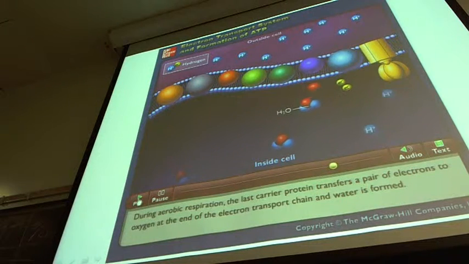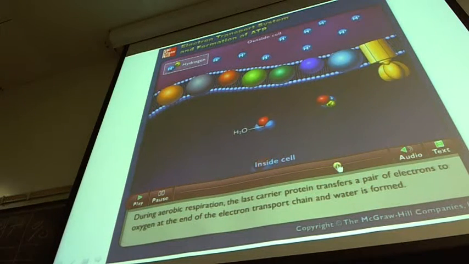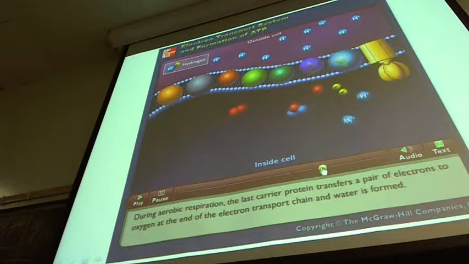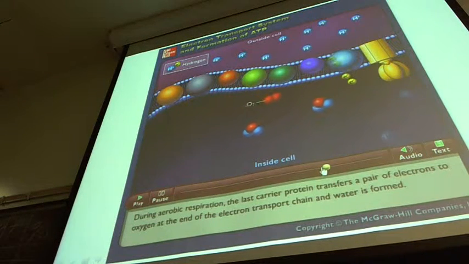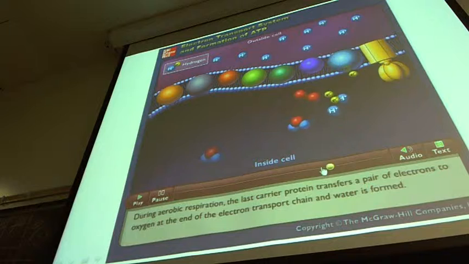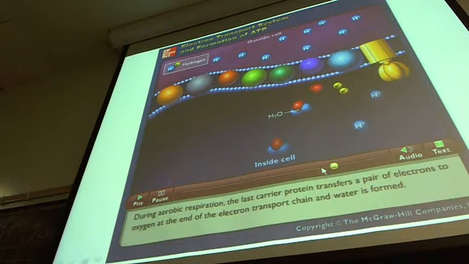And water is formed. Okay, I'm going to back it up just a little bit. The last carrier transfers a pair of electrons to oxygen at the end of the electron transport chain, and water is formed.